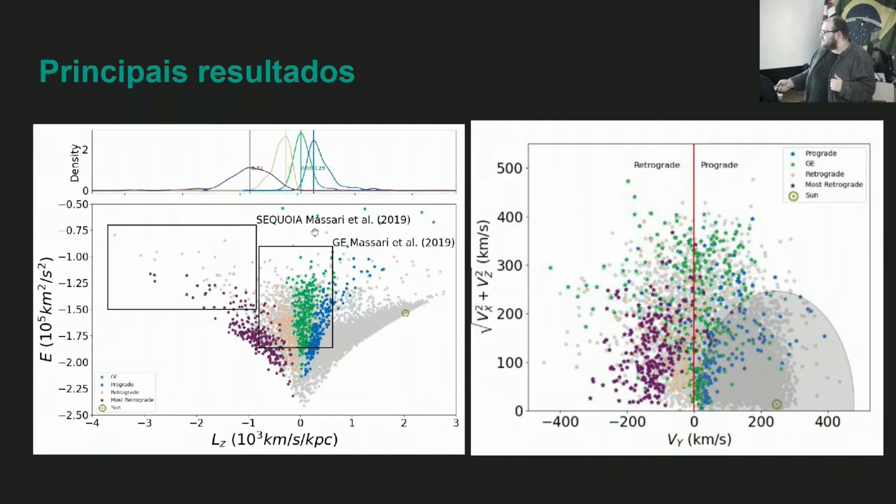So the Gaia-Enceladus here in green, a prograde group, a little bit more prograde than Gaia-Enceladus, a little bit more retrograde, and the most retrograde group. I tried to see how they behave in chemistry. And you can see that conventional cuts in the kinematical spaces cannot reproduce it well.